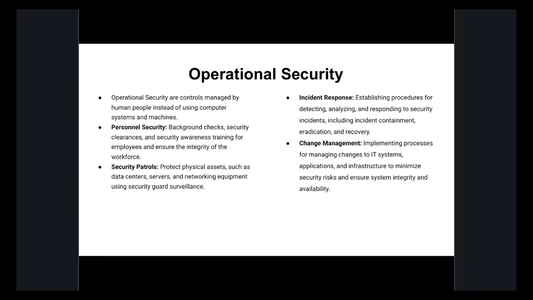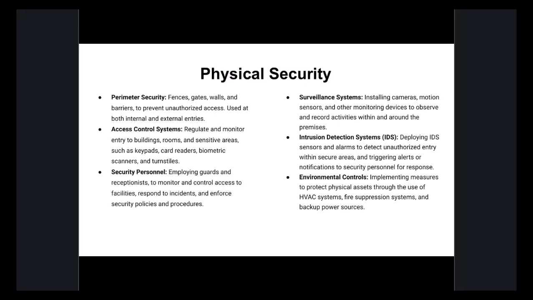And the fourth type of security category is physical. Physical security is when we have some type of physical prevention to our internal and external areas. Perimeter security is when we use fences, gates, and barriers to prevent unauthorized access to our businesses' sensitive areas like our data centers. Physical security will use surveillance systems.